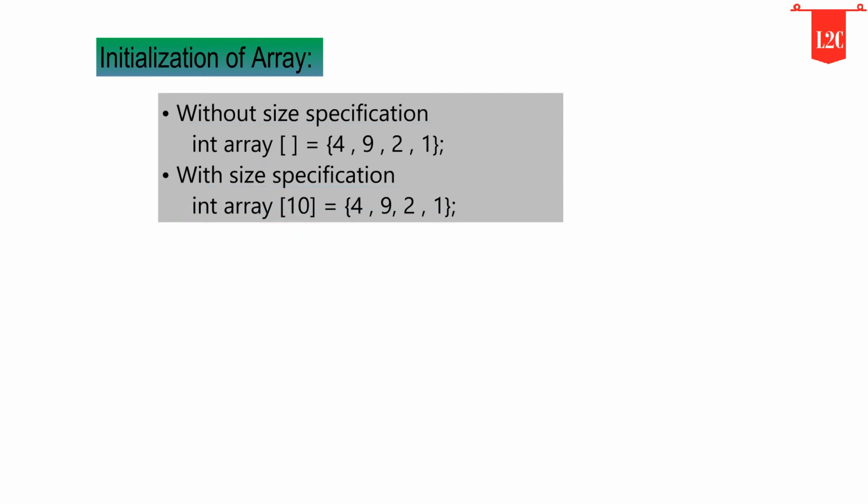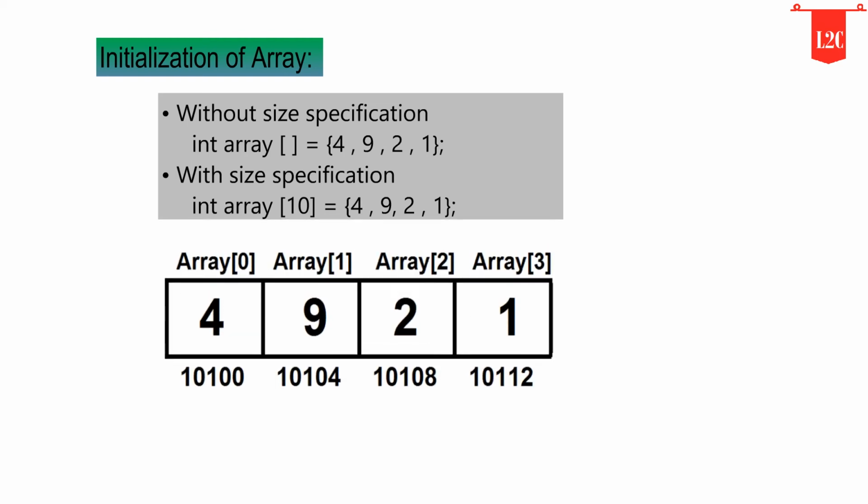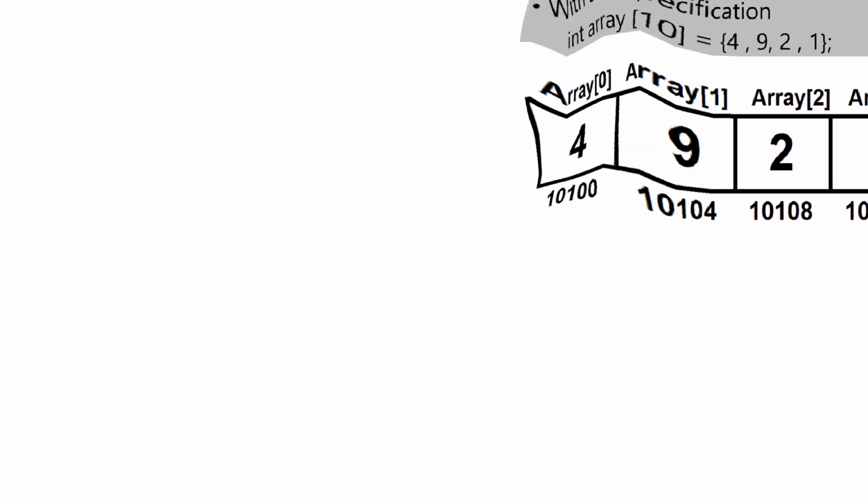Let us now try to understand how elements are stored when they are initialized. Since there are 4 elements in the array, 4 multiplied by 4 bytes, that is, 16 bytes of memory is reserved for the array, which can be visualized like this. The indexing of an array starts from 0. Hence the indexing of the elements goes from 0 to the size of the array minus 1. Now we will see one example of an array.